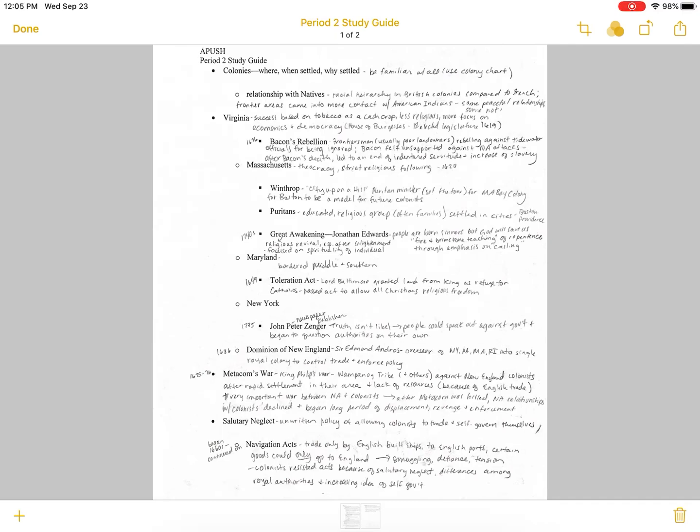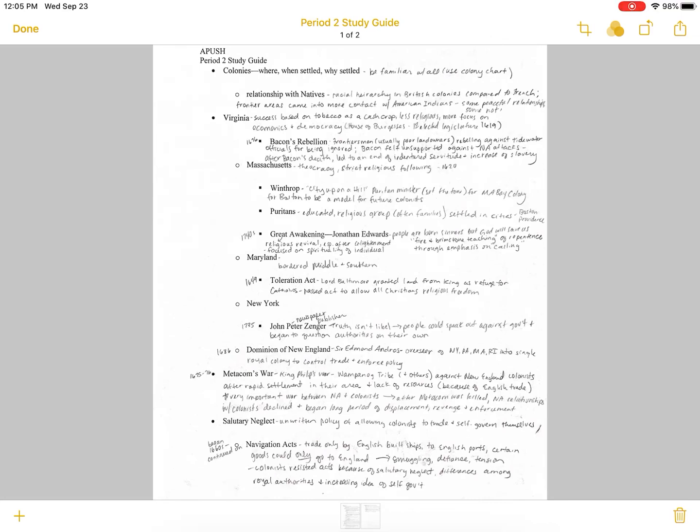Also be aware of the relationship with natives. The racial hierarchy was happening in British colonies. In the French areas of settlement, there was definitely not this racial hierarchy, but in British colonies there was, and it contributed very much to how colonies prospered, how colonies expanded, and the relationship with Native Americans as you got further and further into the interior. So that's really important to know. The frontier areas came into more contact with American Indians. Some had peaceful relationships and some did not.